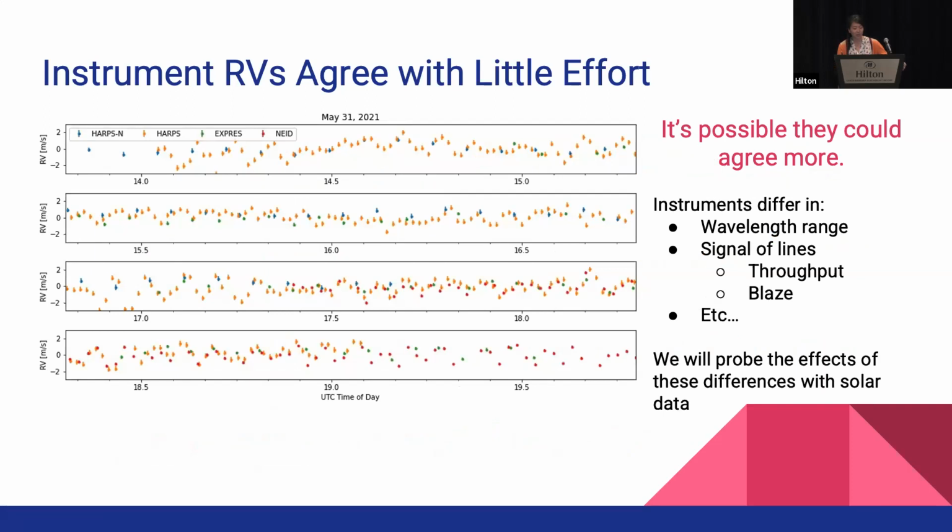Instruments are agreeing very well, but of course it's possible that they could agree more. Some of the things worth thinking about when we're considering the different instruments and targets that we want to include in this list is that instruments do differ in things like wavelength range. Also, the signal of each line, as the throughput as a function of wavelength, will change for different instruments. And the blaze will change slightly, even though most of the blazes of these instruments, at least those which use a similar echelle grating, do line up quite well.